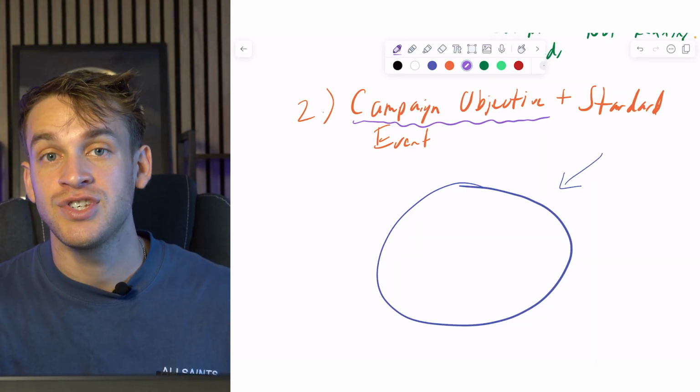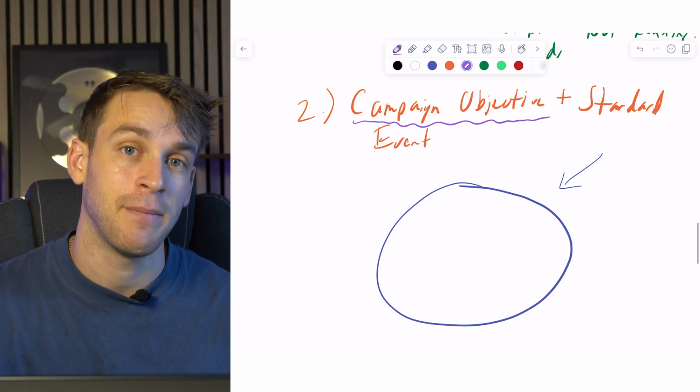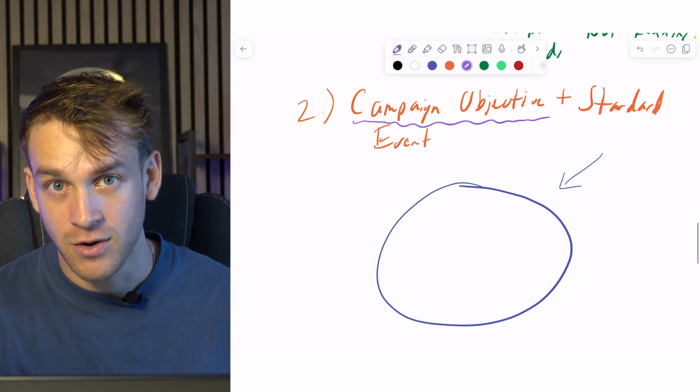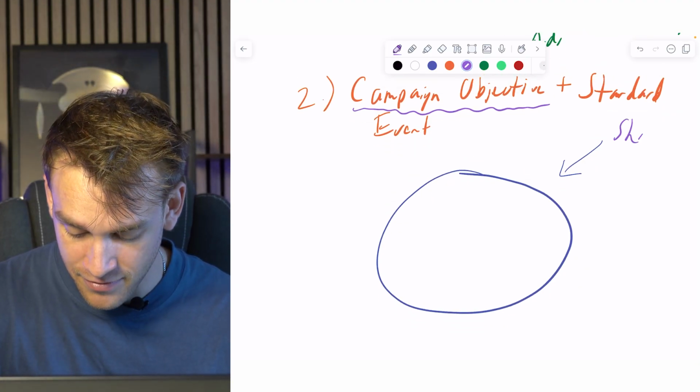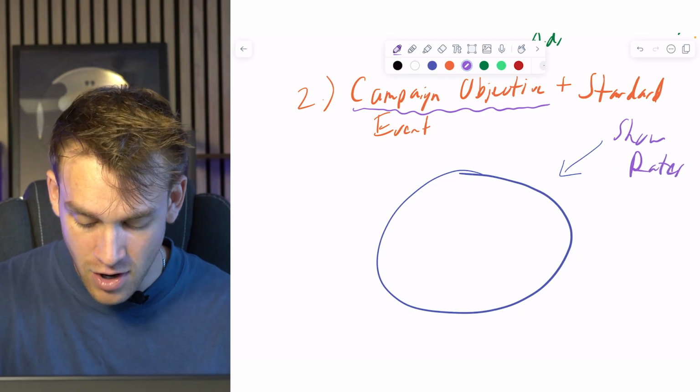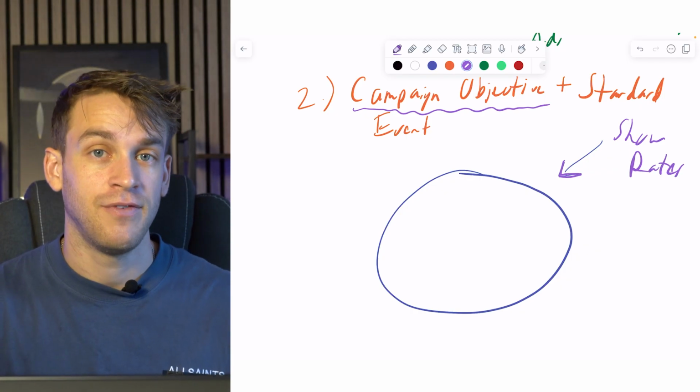And then we want to choose standard events on the ad set level that we are going to optimize those campaigns around that are also high quality. So I'll get into some examples here. But basically say your messaging is, I will help you fix your show rates. And these are all the people on Meta that will resonate with how to fix your show rates.